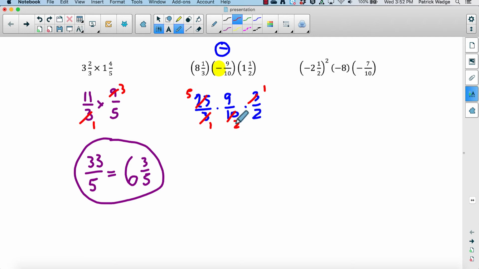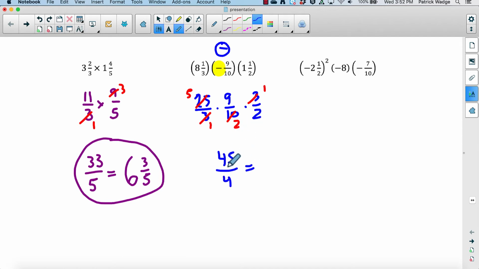How about the 2 and the 2? Can I cancel those? No, they're both denominators. One must be a numerator, one must be a denominator. I think that's it. We're good to go. 5 times 9 times 1 is 45. 1 times 2 is 2.